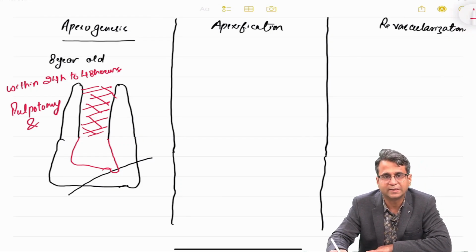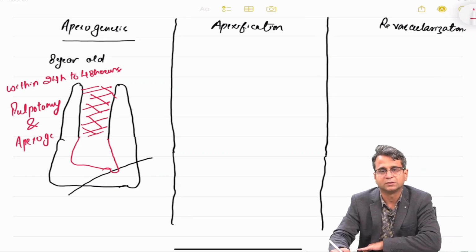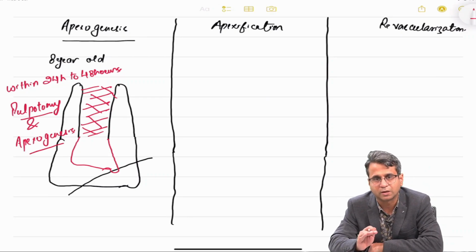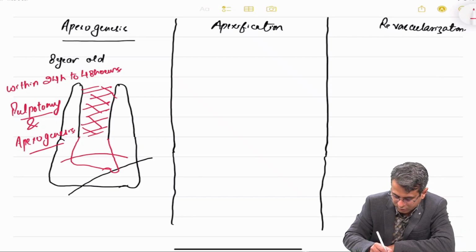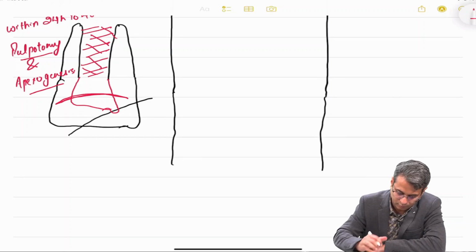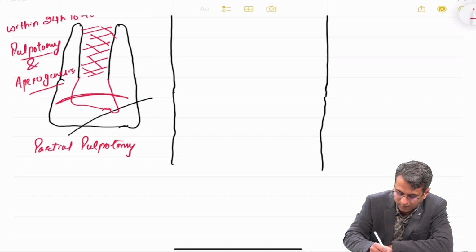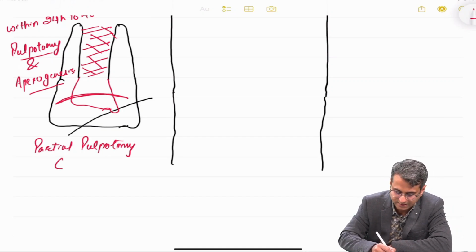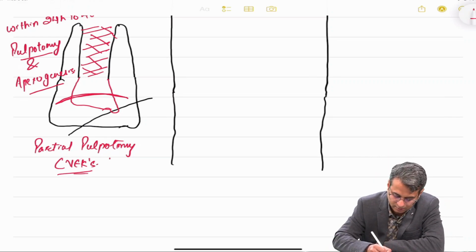and then followed by that we go with the apexogenesis. Pulpotomy and apexogenesis. Pulpotomy means partial removal of the pulp. So we can either remove partially the pulp like this. So this is called partial pulpotomy, after the scientist named Sweet, so this is also known as Sweet's pulpotomy. This is a repeated MCQ.